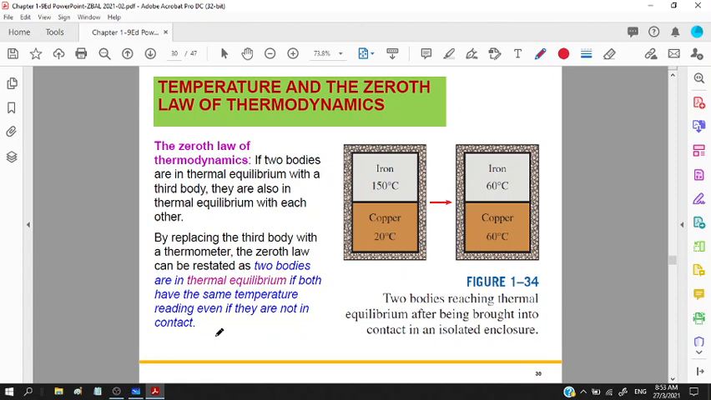When the temperatures are the same, we can see that these two bodies have the same thermal equilibrium. So when there is no heat transfer, the temperatures are the same. This is what is called the zeroth law of thermodynamics.